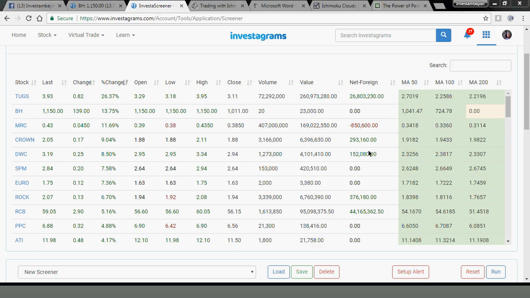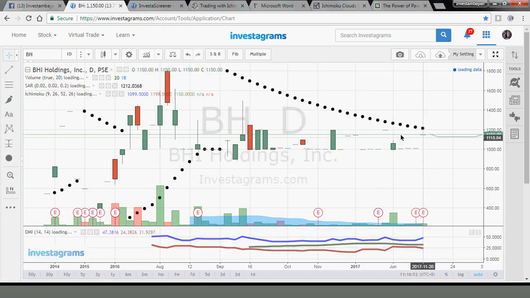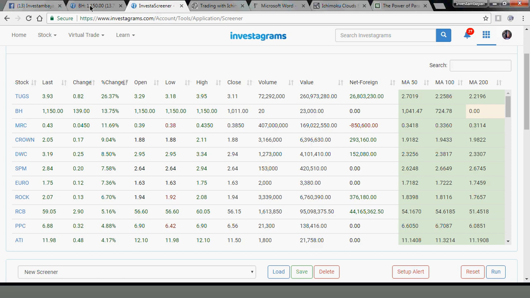Narito na. Medyo may bago ata. May check natin yung okay. BH. Is it a buy? No, this is not a good buy.